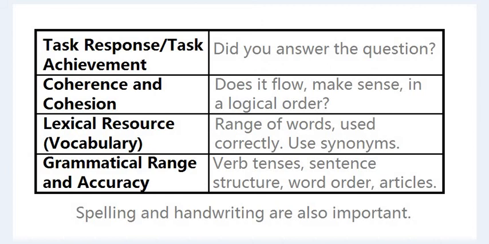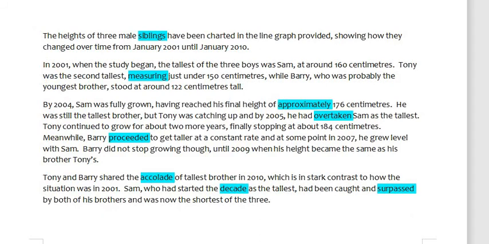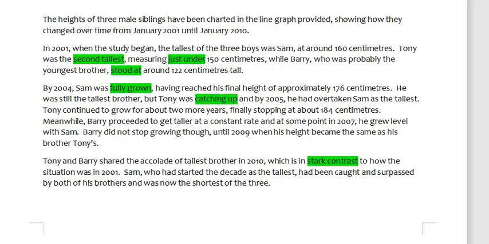Next, lexical resource or vocabulary. How is my vocabulary? I've highlighted in blue some high-level vocabulary words: siblings, measuring, approximately, overtaken, proceeded, accolade, decade, and surpassed. Not only are these high-level words, but they are used in the correct way, which would give me a good score for vocabulary. Here we can see some phrases that I've used, which will help my vocabulary score. Second tallest, just under, stood at, fully grown, catching up, and stark contrast.